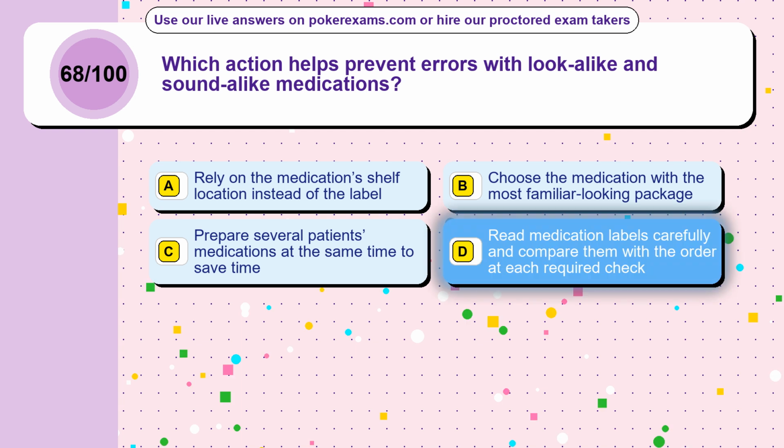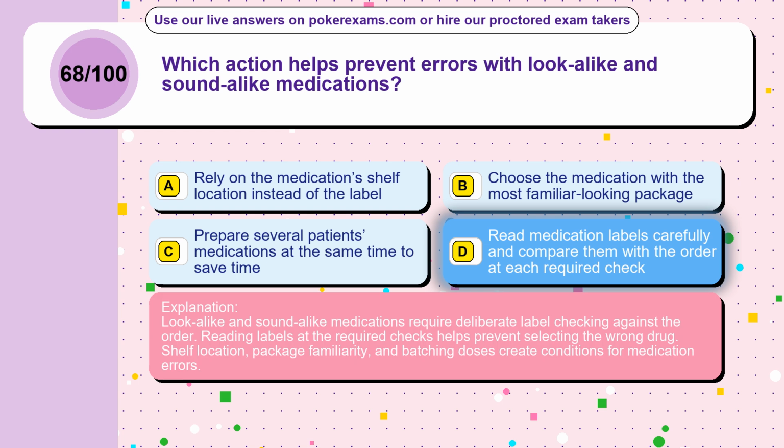The correct answer is option D. Read medication labels carefully and compare them with the order at each required check. Look-alike and sound-alike medications require deliberate label checking against the order. Reading labels at the required checks helps prevent selecting the wrong drug. Shelf location, package familiarity, and batching doses create conditions for medication errors.